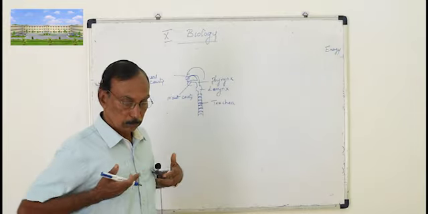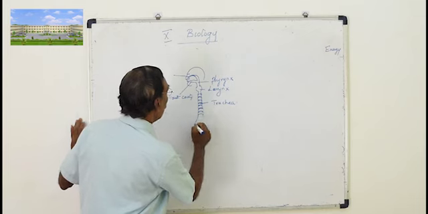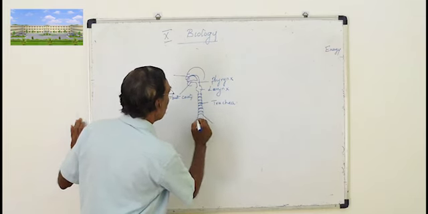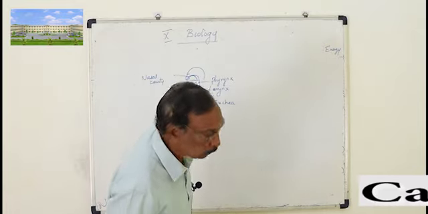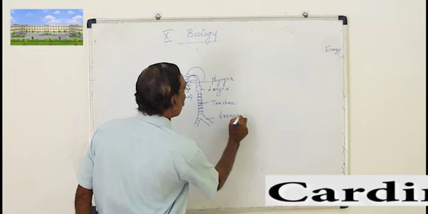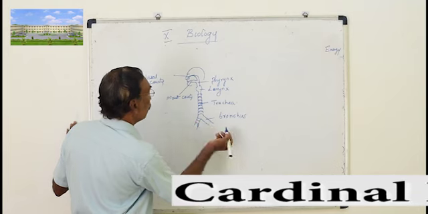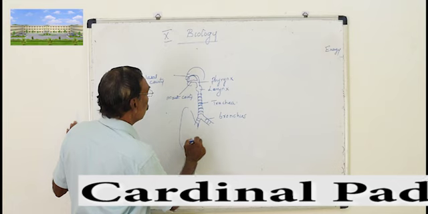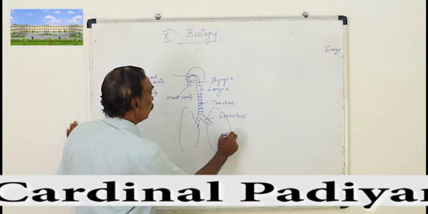After reaching the chest cavity, you can see it will divide into two, and these two branches are called bronchus, plural is bronchi. And again, after some distance, it will get into the lungs. The bronchi plural, bronchus singular.